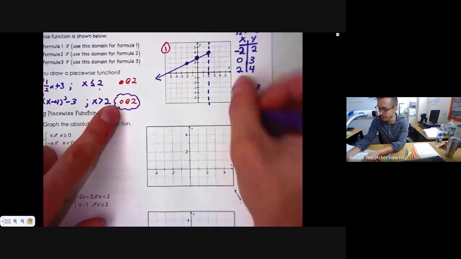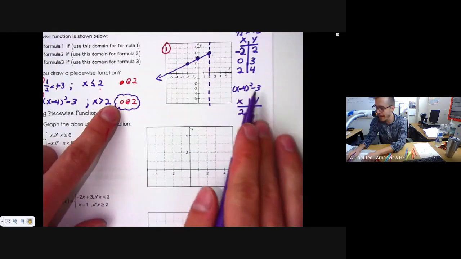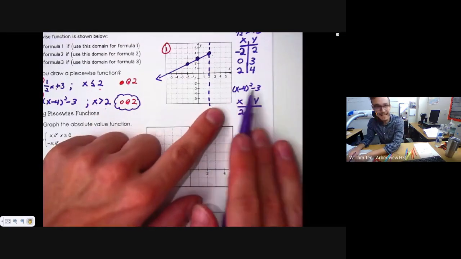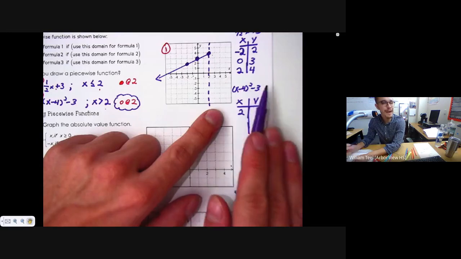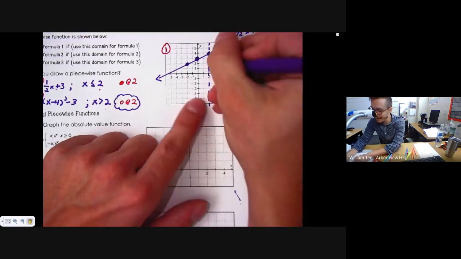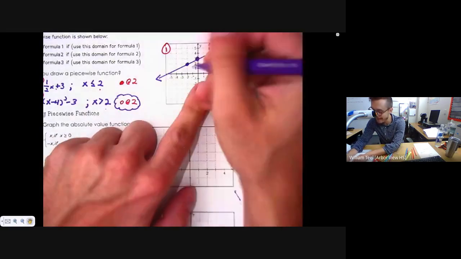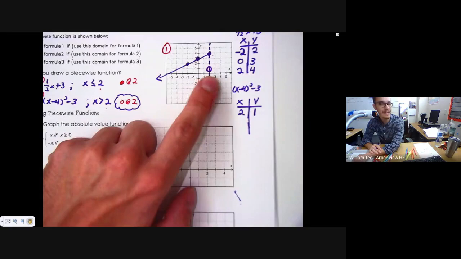So let's plug in 2. So if I plug in 2 here, I have (2 minus 4) squared minus 3. Well, 2 minus 4 is negative 2. Negative 2 squared is going to be positive 4. Positive 4 minus 3 is going to give me 1. So at 2, 1, I'm going to go ahead and graph this. So 2, 1, I have an open dot here.